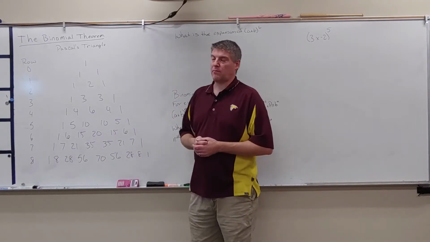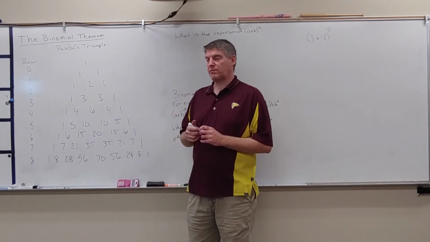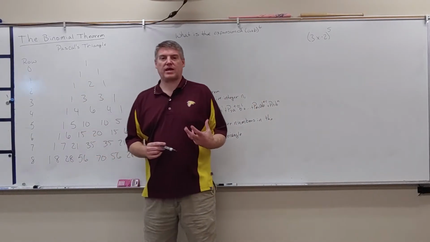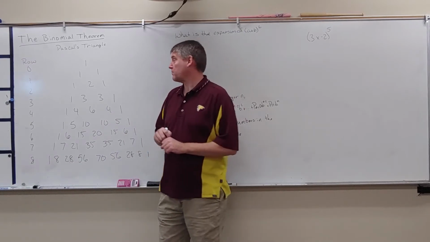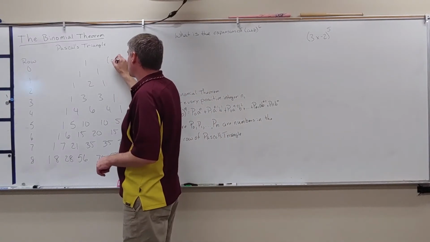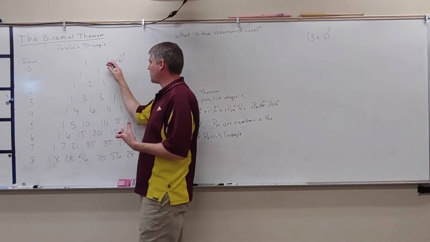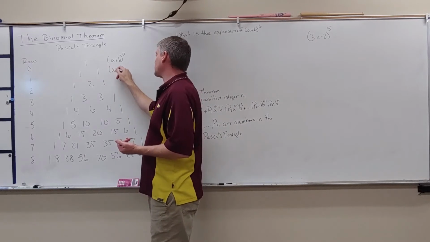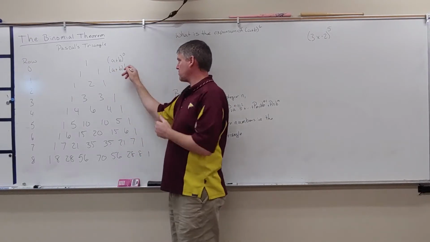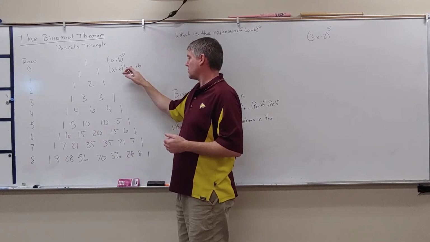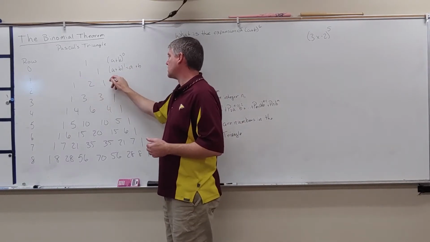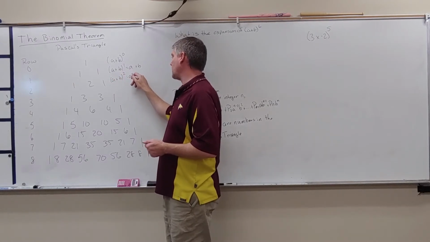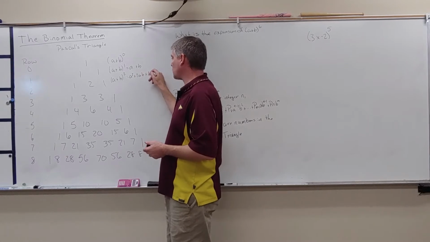Now, what's unique about Pascal's triangle is that the row number is actually equal to the exponent. So this might be a plus b to the 0th power. Remember, something to the 0th power is 1. So this is 1. And this is a plus b to the 1st power. If I were to rewrite that, that's a plus b, right? So these are my coefficients. So a plus b squared equals a squared plus 2ab plus b squared.